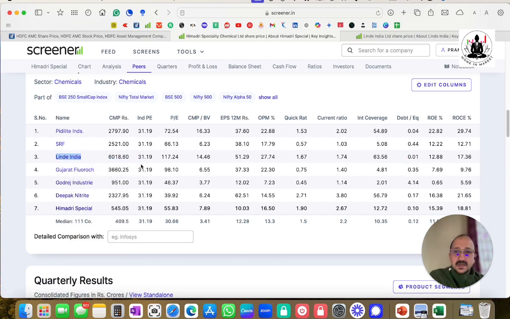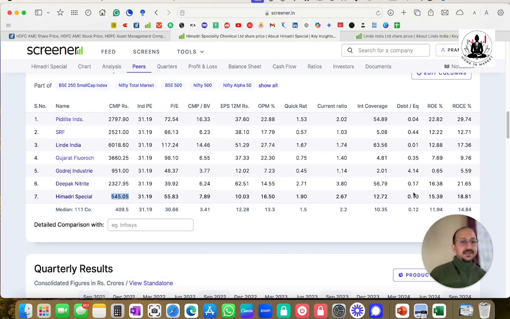Apart from this, the market value of Linde is very, very high. At 6,000, just one share for 6,000. Over here in Pidilite, it's 2,000 rupees. Deepak Nitrite is for 2,000 and Himadri is for 500. So just imagine, guys, see the difference as well. Means how much investment you have to make to buy just one share or just 10 shares, right?